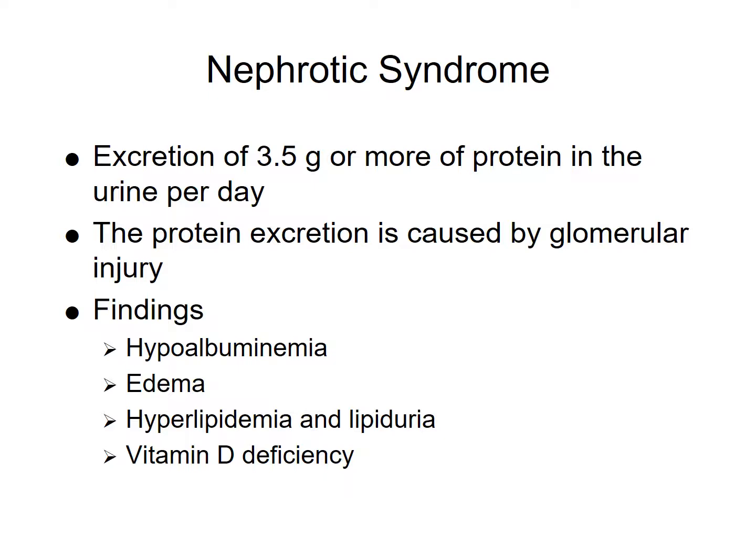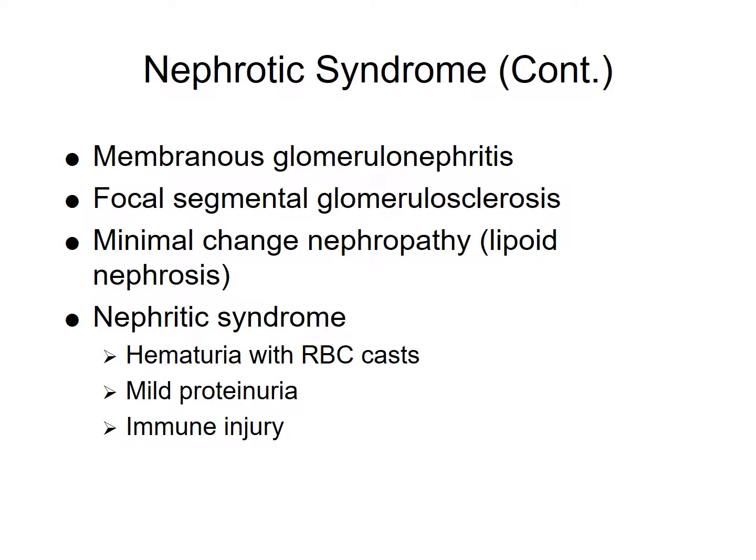They excrete more than 3.5 grams of protein in the urine per day. So this is a patient we need to have a 24-hour urine on so that we can see how much protein they're excreting. The protein excretion is caused by glomerular injury, and your findings will show that there's hypoalbuminemia. So what does that mean? Low albumin in the blood, edema, hyperlipidemia, and lipiduria, high lipids in the blood, and vitamin D deficiency. Those are findings we're going to see.